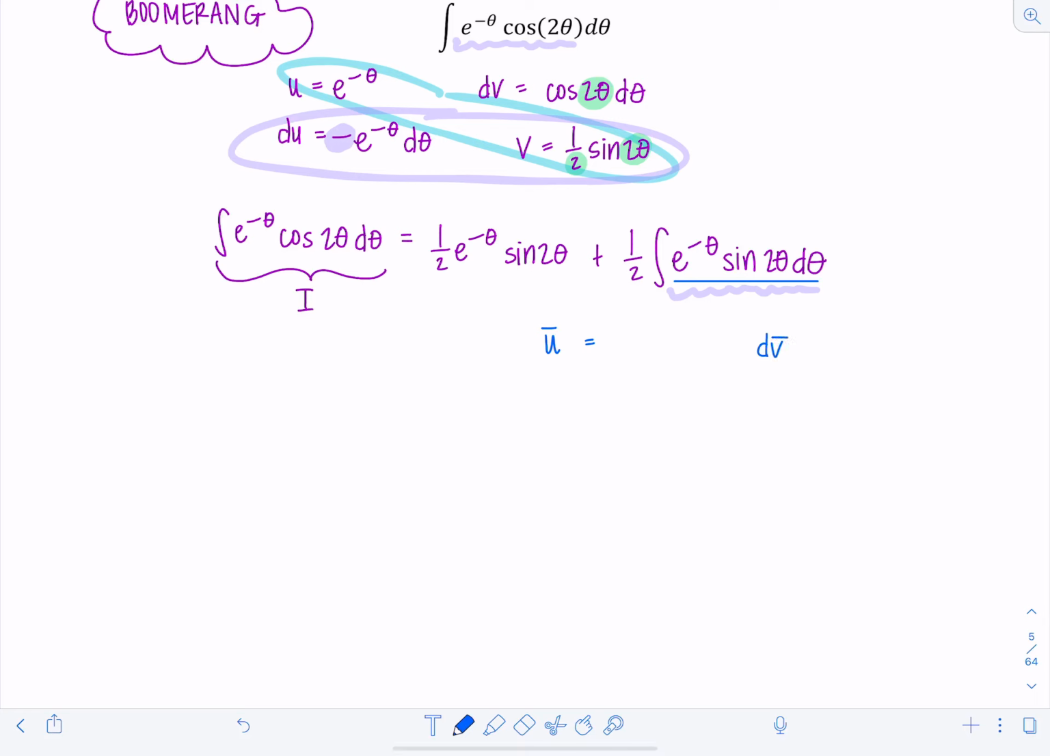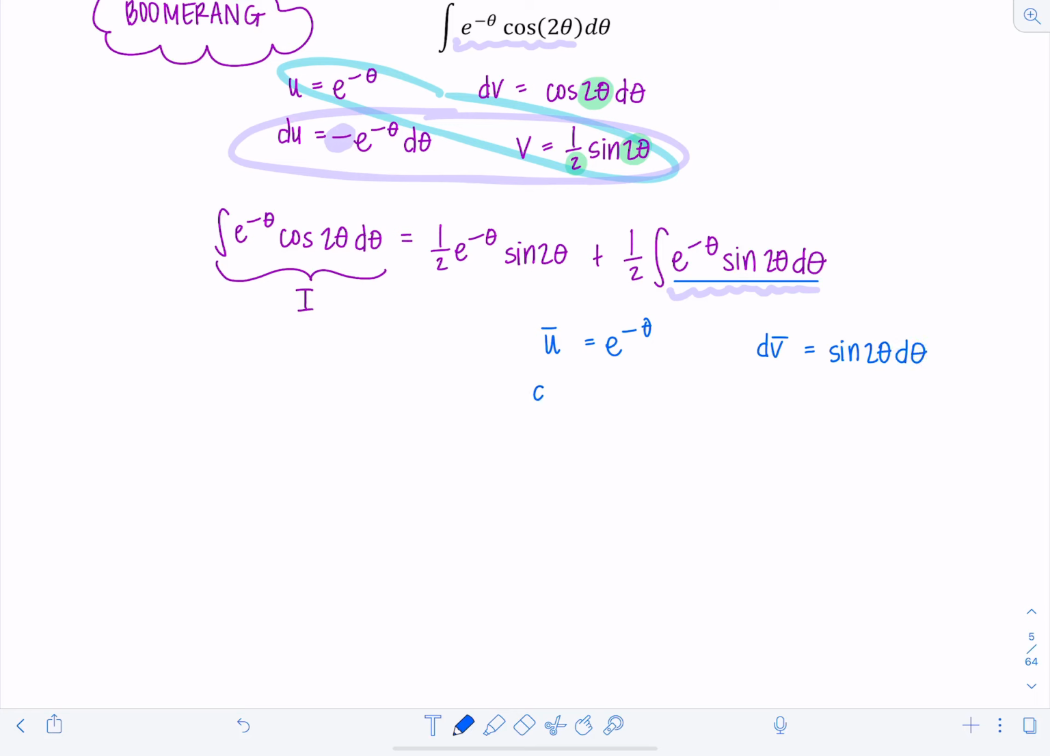and a dv bar. Okay, now here's where you need to be careful. Look back at what you let u equal the first round. So u was the exponential function. In the second round, you need to be consistent. So u needs to be the exponential function again, e to the negative theta. Okay, otherwise you're just going to undo what you did. And then dv bar is going to be the trigonometric function. So that's going to be sine 2 theta d theta.